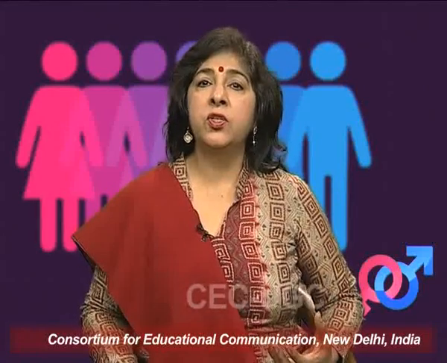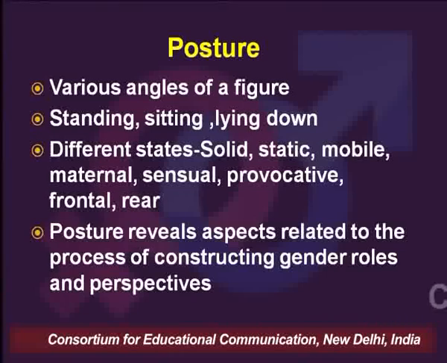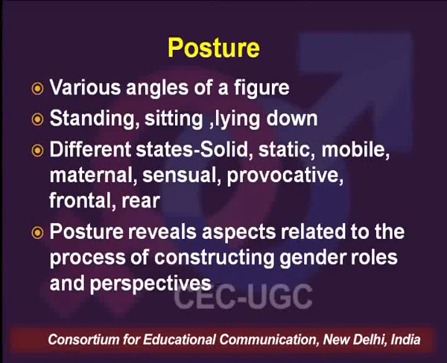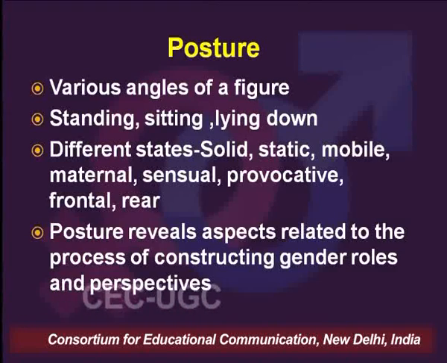Then another very important theme that is again of great interest to art historians is the posture. Now, there are various angles of a figure that could be standing or sitting or lying down or kneeling, and there are also different states of any piece of art. It could be solid or static or mobile, then also different feelings that it conveys. It could be maternal, sensual love, or provocative, or a frontal nudity, or it could also be the back of the image.